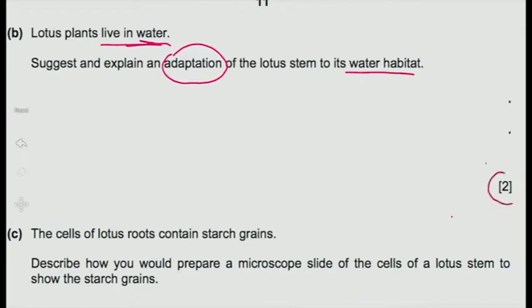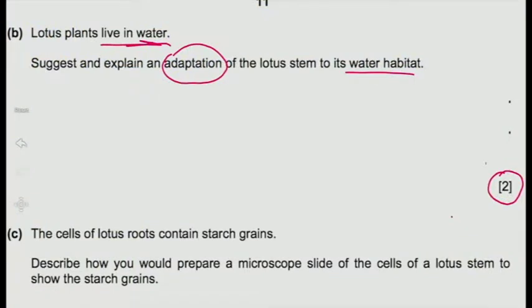Let's look at the marks. 2 marks for that. Suggest and explain. So we suggest, give a point, then explain. An adaptation. We define adaptation as a feature that the organism will develop in order to survive. So we're saying here, suggest and explain an adaptation of the lotus stem in the water habitat.